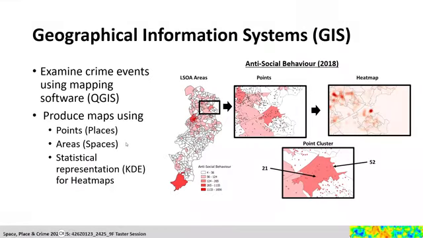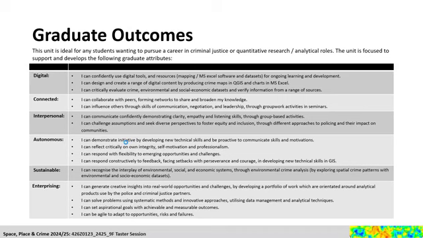So just returning to my slide pack, I've introduced the QGIS example. I just want to talk briefly about graduate outcomes. So again, this will be provided in more detail at a later point, but we've aligned learning from this unit in relation to the broader MMU graduate outcomes. So this will cover areas such as digital, connected, interpersonal, autonomous, sustainable, and enterprising elements of graduate outcomes.